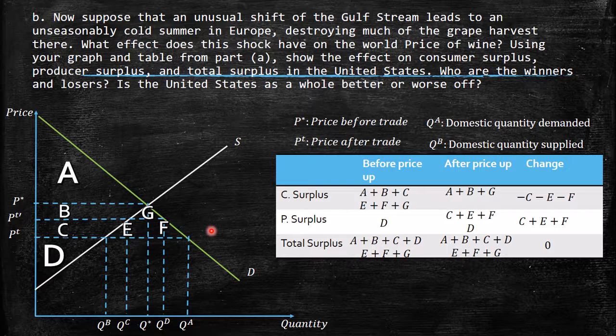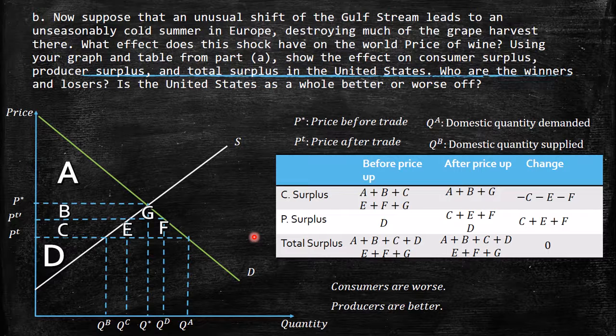So it means that the unseasonably cold summer in Europe is going to have a negative effect on the total welfare of this economy, by the loss of E and F. Okay, so consumers are worse off and producers are better off, but not by this quantity, just by C. Okay, and the US statement is the same, it is false. The US is going to be worse off because of the loss of E and F. I hope the change that I described is clear.